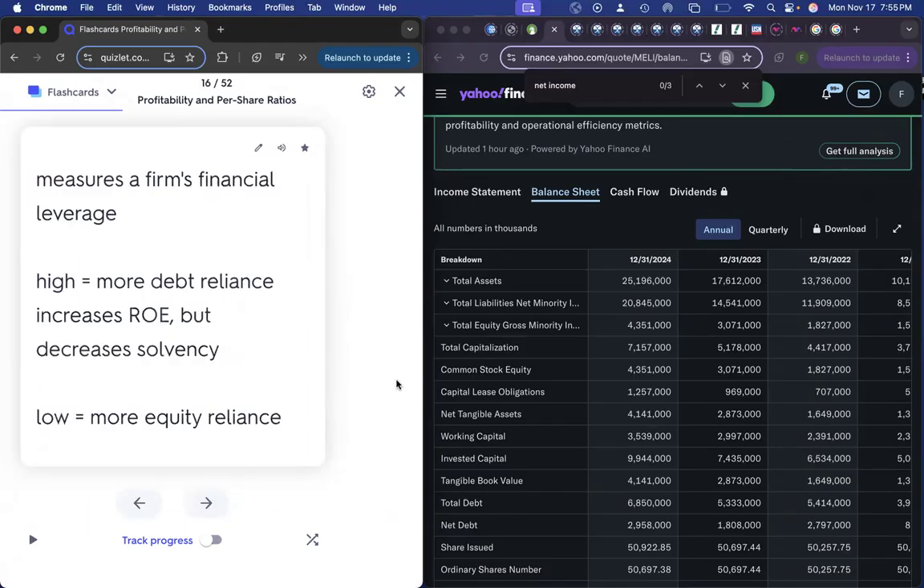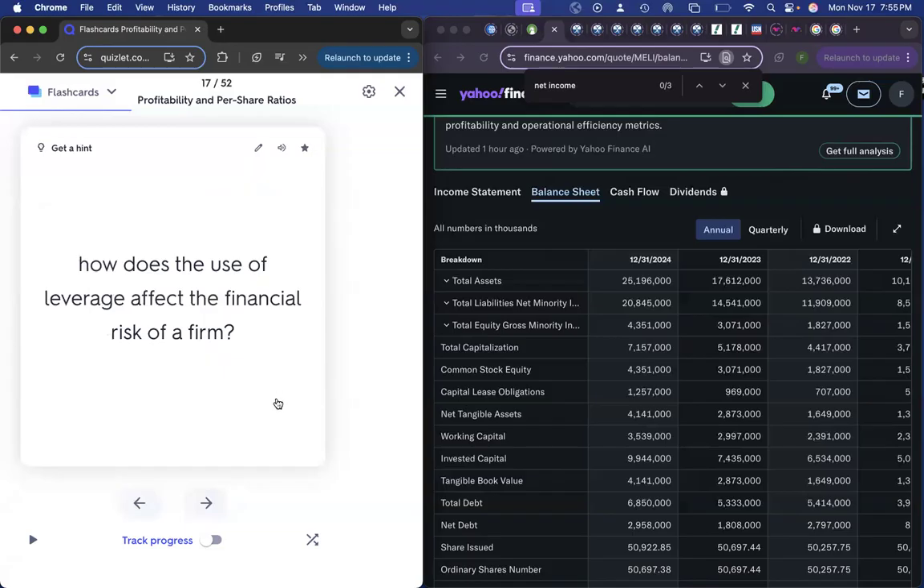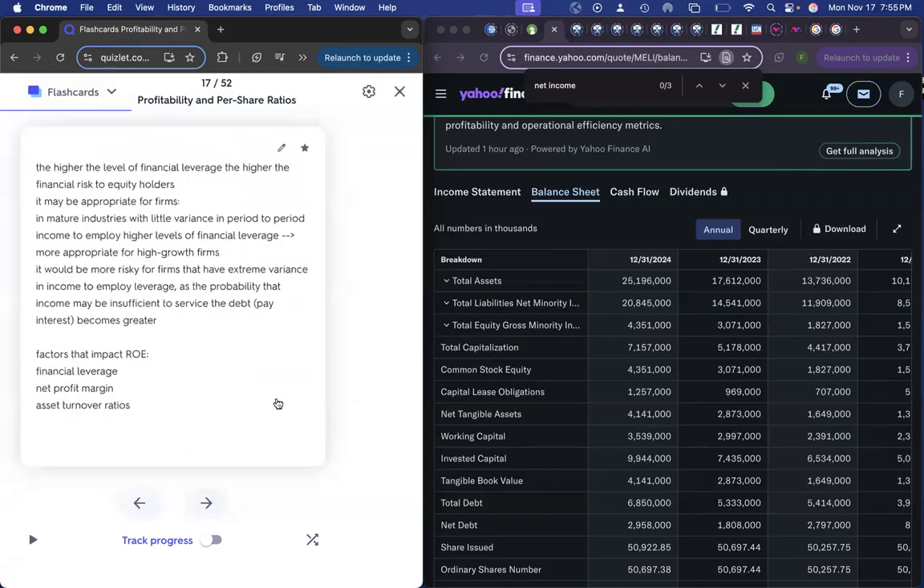And just to get deeper into that, equity multiplier measures a firm's financial leverage. So if the equity multiplier is high, there's more debt reliance, which increases return on equity but decreases solvency. And a low equity multiplier means more equity reliance. So how does the use of leverage affect the financial risk of a firm? The higher the level of financial leverage, the higher the financial risk to equity holders.